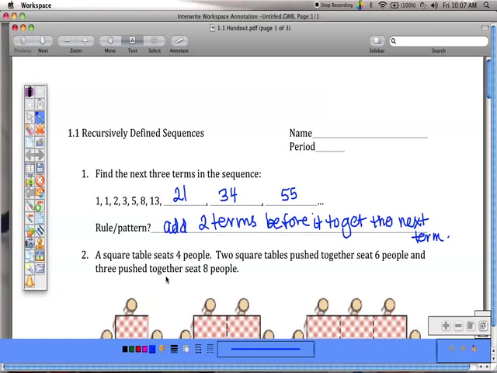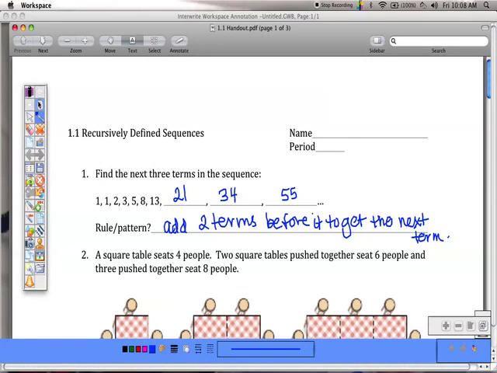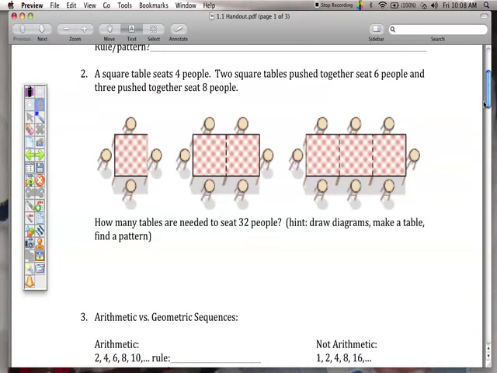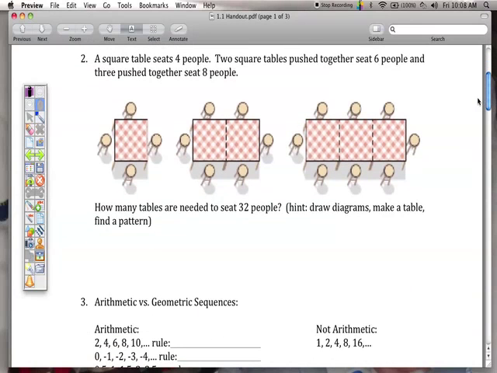Alright, the next problem, number 2. A square table seats 4 people, 2 tables pushed together seat 6 people, and 3 tables pushed together seat 8 people. So there's a diagram of the situation below. The question is, how many tables are needed to seat 32 people? Hint, you can draw diagrams, make a table, or find a pattern. So you can go ahead and try that right now.